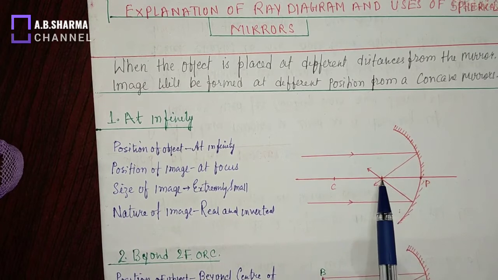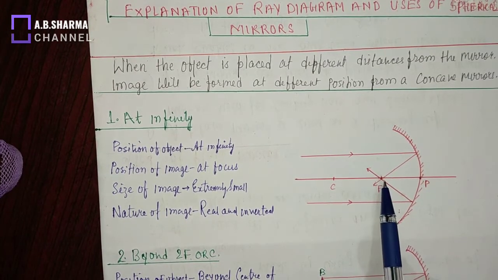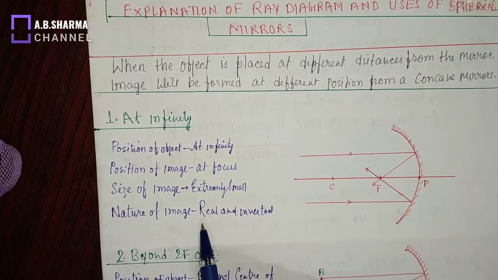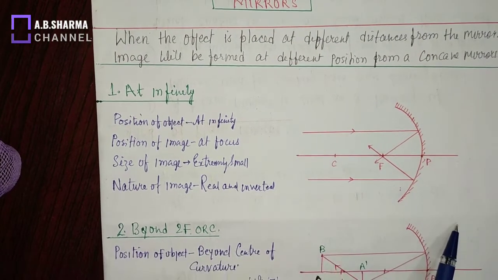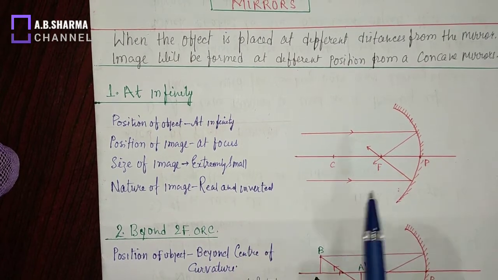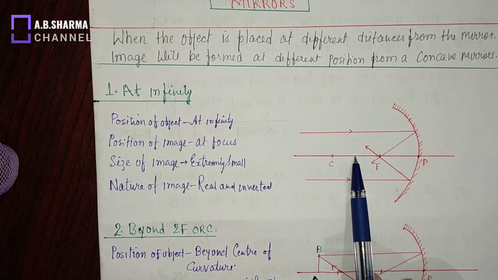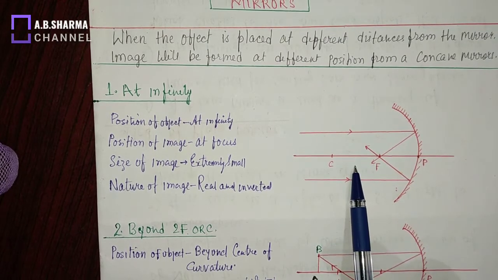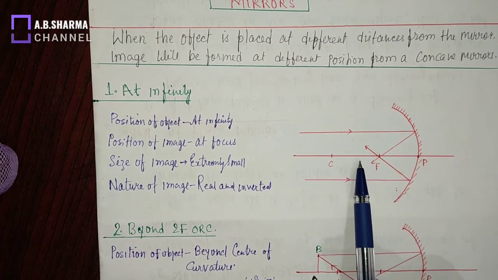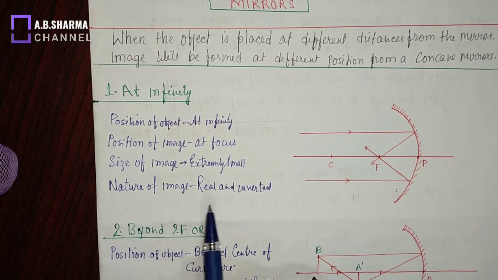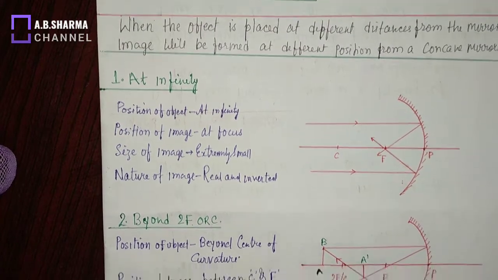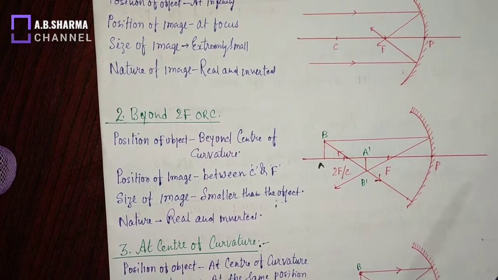Size of the image, as we are seeing in the diagram, is extremely small, that is point size. Nature of the image is real and inverted. I have also explained real image and inverted image. A real image is the result of actual intersection of light rays. An inverted image is one which is forming below the principal axis, that is downward from the principal axis. That image is called an inverted image. These are the explanations of real and inverted image, which I have also explained in the previous part. So put the object at a different place now.